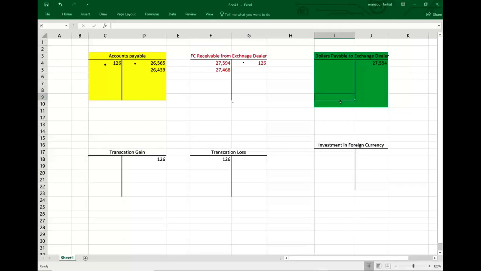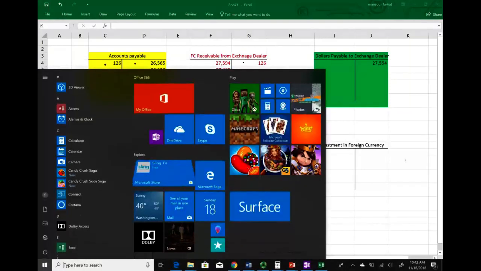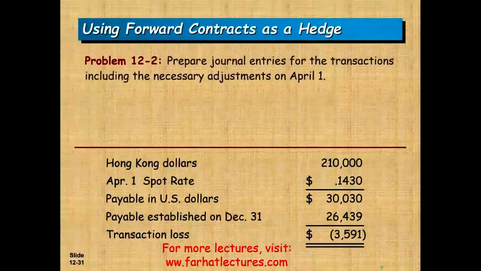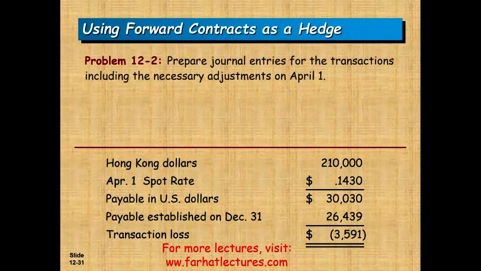Okay, when you have a payable, you don't adjust this because you locked in the payment of 27,594. Now let's fast forward till April 1st. On April 1st, the spot rate is 0.1430. That's the spot rate. And you are responsible for 210,000 Hong Kong dollars. So 210,000 times 0.1430, your payable should now be $30,030.